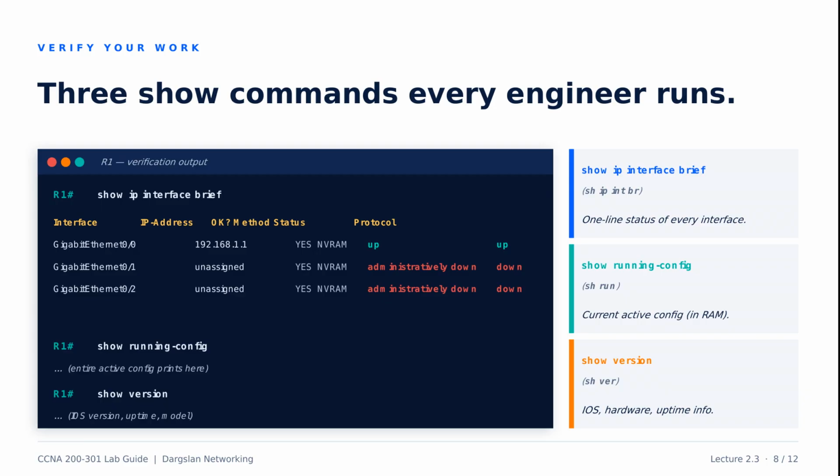You've configured the box, now prove it works. 3 commands, every engineer, every time. Show ip interface brief gives you a 1-line snapshot of every interface. IP, status, protocol. If it's up, you're good. Administratively down means someone hasn't issued no shutdown yet. Show running-config dumps the live configuration straight from RAM, so you can confirm your changes actually took. And show version tells you the IOS, the hardware, and the uptime. Essential context before you touch anything in production. Learn the short forms: sh ip int br, sh run, sh ver, because you'll type these thousands of times.